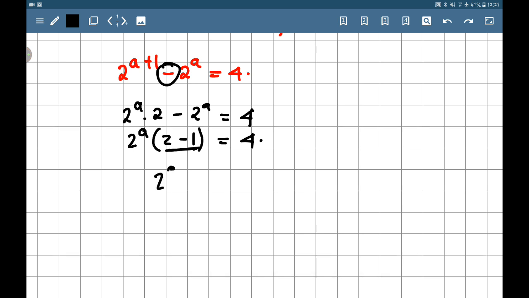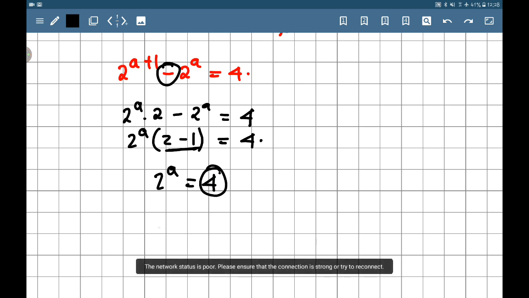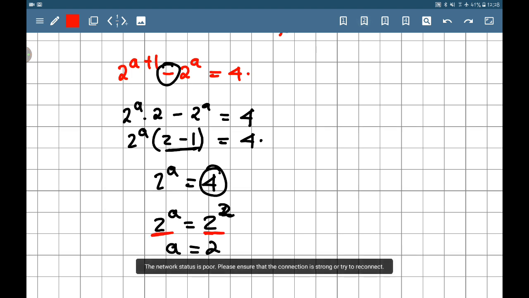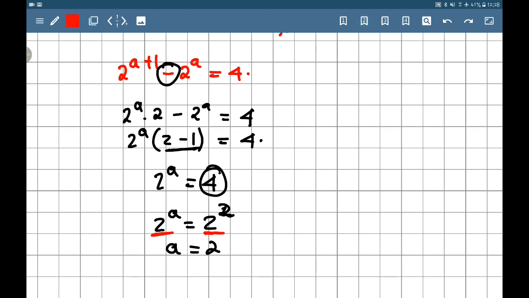Yes. Which means we have 2 to the power a is equal to 4. 4 can be written as an exponent, which is going to be 2 to the power a over 2 to the power 2, where a is equal to 2, because now the bases are the same. Then you equate the exponents. You got that?